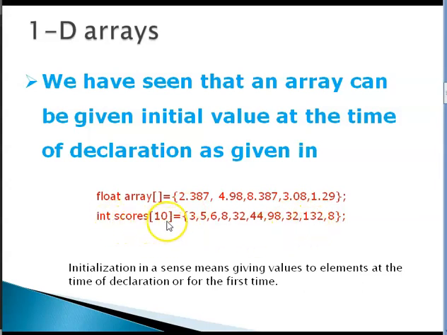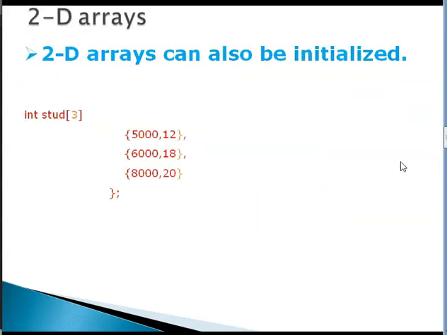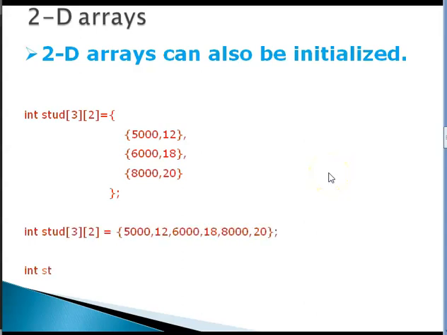In the second example, the number 10 is given here explicitly. So there better be 10 elements here to give the values of scores 0, scores 1 and so on. So initialization means giving values to the elements of the array at the time of declaration. Some people take it to mean giving the value for the first time. Okay. We can also initialize the 2D array.